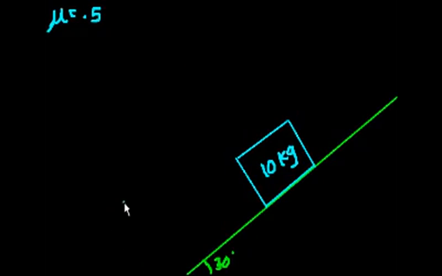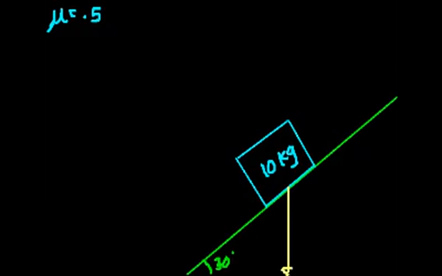So what forces are acting on this, or what's pulling on this object? That's the force of gravity, which we figured out when we did the inclined plane. And I'll draw that vector. It's going straight down. Force of gravity, straight down.